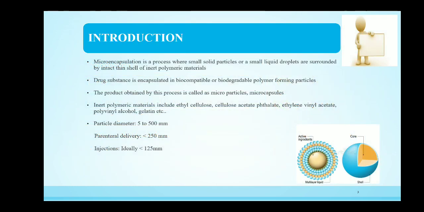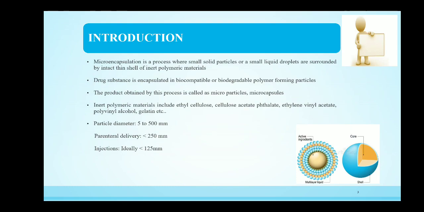Coming to the introduction part, what is microencapsulation for? It is a process that makes capsules of solid, liquid or gases on a microscopic scale with the purpose of conserving their properties, controlling the movement and the place they have released so that they can be more effective. It is defined as a process where small solid particles or small liquid droplets are surrounded by an intact thin shell of an inert polymeric material.